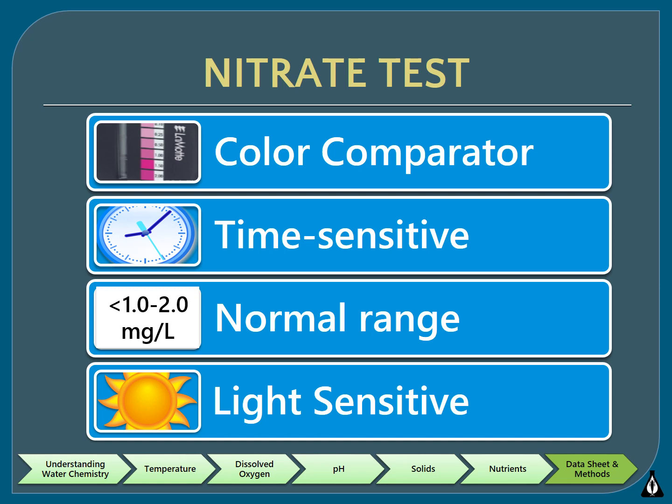And also to note that the normal range for nitrate is less than 1 to 2. So if you're consistently seeing above that, then I would encourage you to reach out to us so that we can maybe see if there's some excess nutrients input coming into your stream.